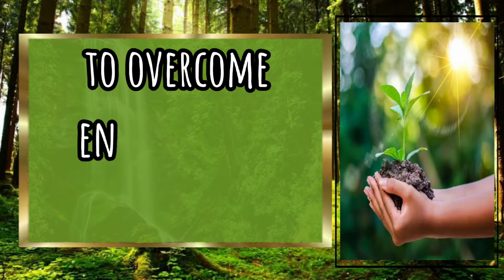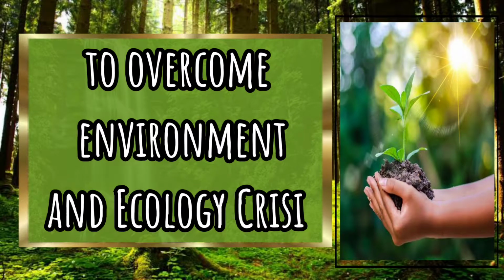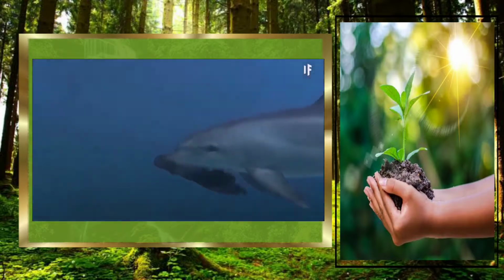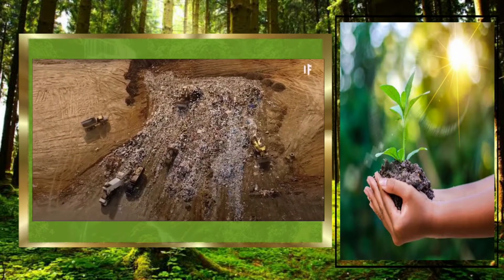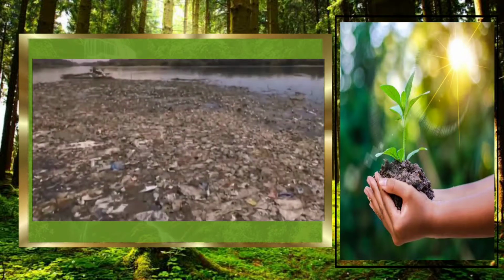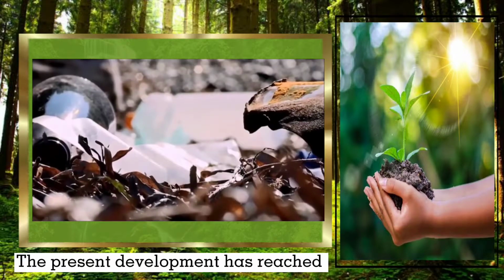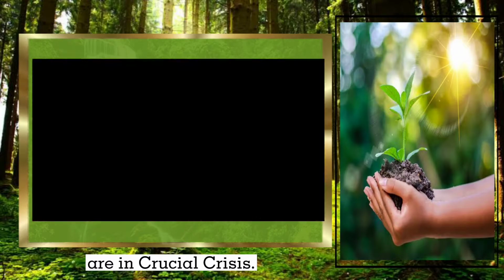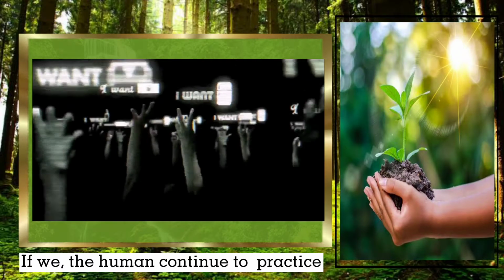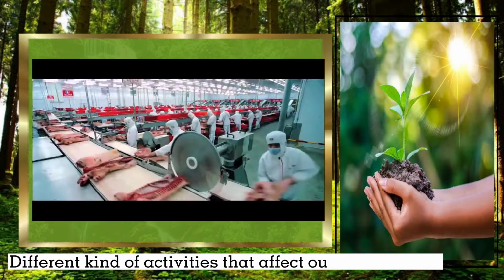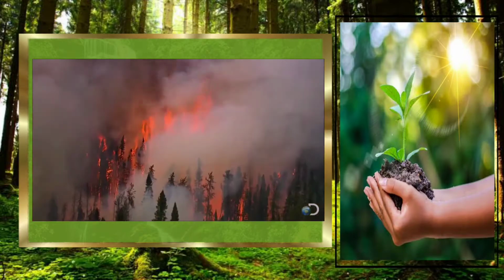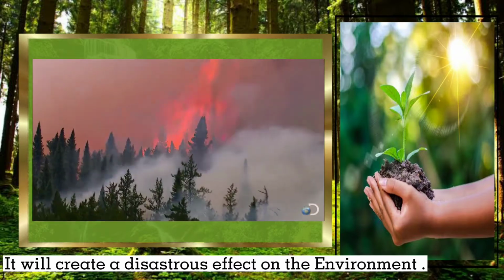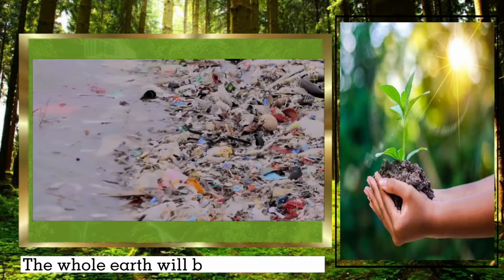So next is to overcome environment and ecology crisis. Environmental management is very important to overcome the environment and ecology crisis because the present development has reached a point where environment and ecology are in crucial crisis. So if we, the humans, continue to practice different kinds of activities that affect our environment, it will create a disastrous effect on our environment. And worse, the whole earth will be destroyed.